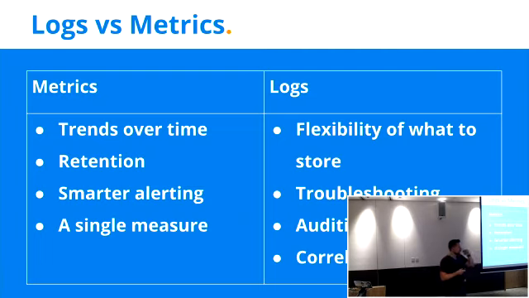Whereas logs, on the other hand, give you a lot more flexibility in what you can store. We've all seen exception logs and stuff like that. It's very verbose in what you can store. And they're really good for troubleshooting things. So diving in and finding out what's happening with the application, why is it broken right now. It's also good for auditing, so finding out did a user do a certain thing at a certain time, what are the things they've changed, what are they touching.